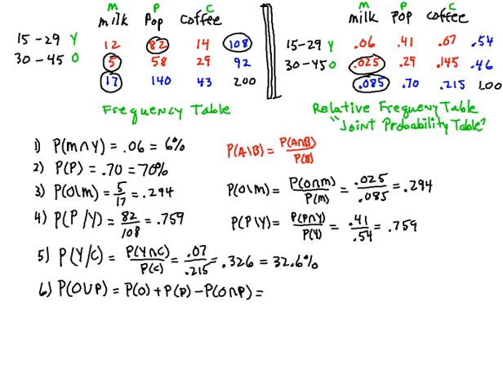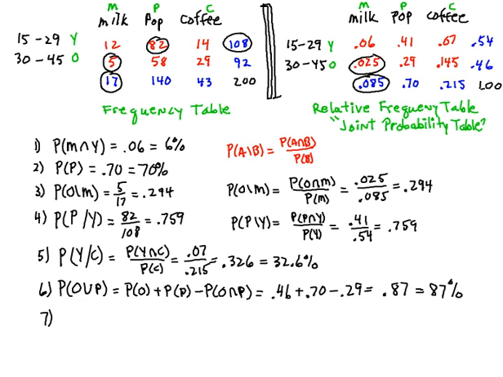So I'm going to just put the numbers in this, 0.46 plus 0.70 minus 0.29, and then calculating that is 0.87 or 87%. So if I randomly selected someone out of 200, what's the chance that they'll either be in the older age group or that they'll prefer pop, or both? There's an 87% chance that that would be true about that person.